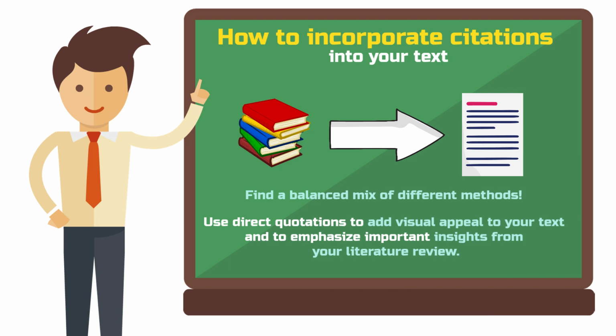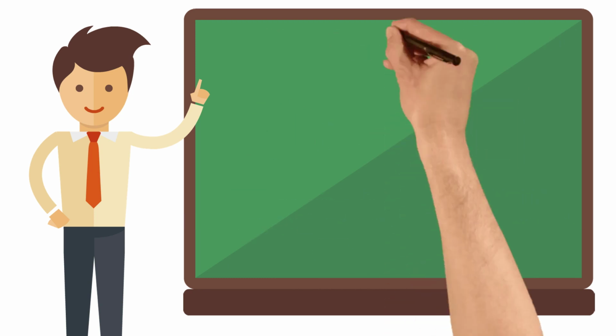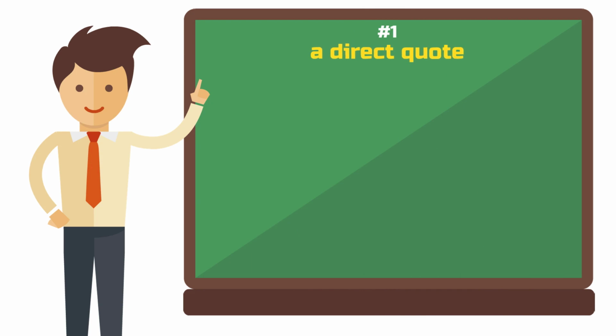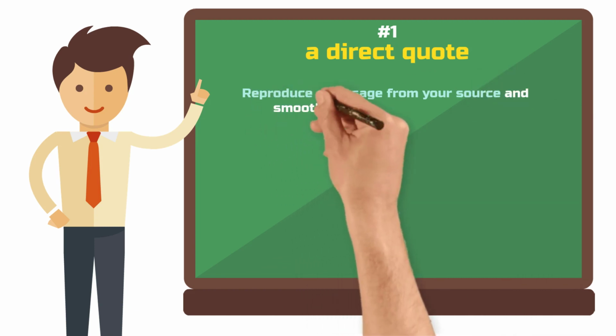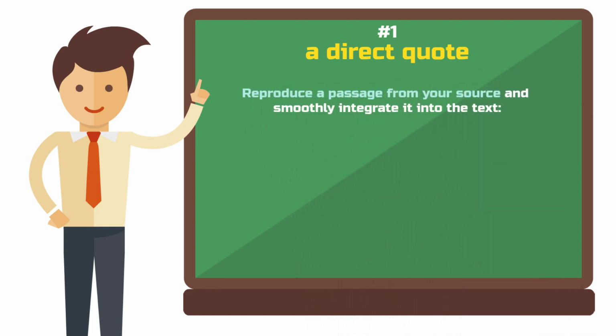So what are the different types of citations you can use? 1. Direct quote. This type of referencing is probably the most popular way to include text from a reference. You literally reproduce a passage from your source and smoothly integrate it into your own text.